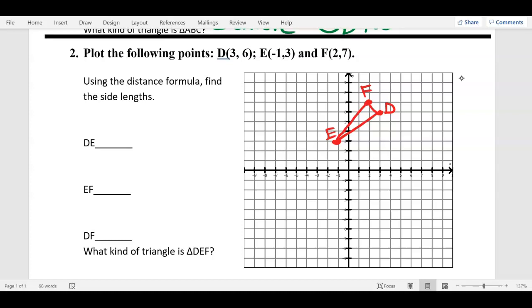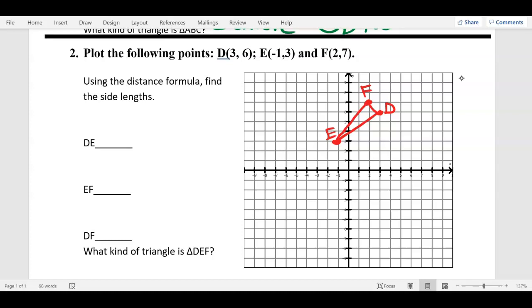So you're using these numbers. 3, 6, right? Over 3 up 6. Left 1 up 3. Over 2 up 7. And use this to make straight lines. Okay, now can y'all find all 3 distances using the distance formula like we just did on number 1?